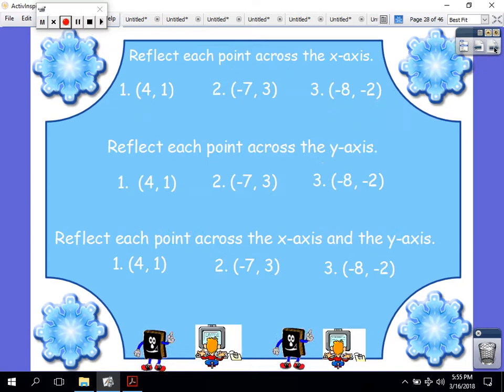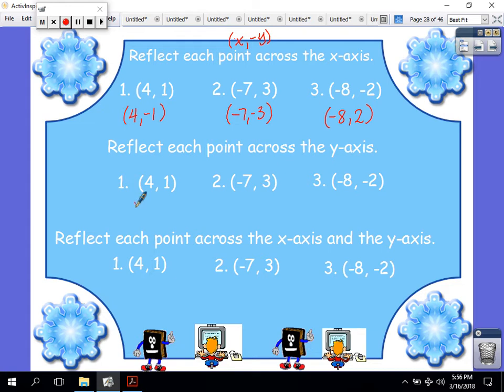All right, on the next set, you were to do the same thing. Some reflections across the x for the first 3. So remember that rule for the x-axis is x, opposite y. So I'm going to write that. X, opposite y. Always write your rule so that you can look at it and apply it. So for number 1, 4 stays the same and 1 becomes its opposite. So the new coordinates will be 4, negative 1. Number 2, negative 7, negative 3. And number 3, negative 8, positive 2. The negative 8 stayed the same and the negative 2 became its opposite, positive 2.